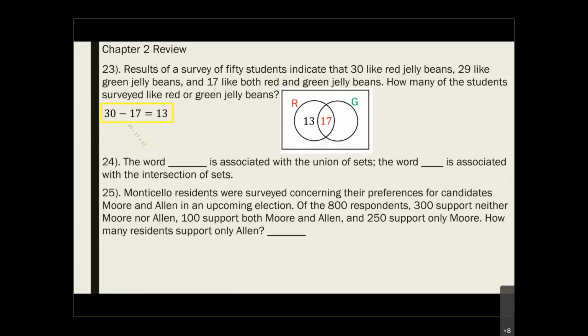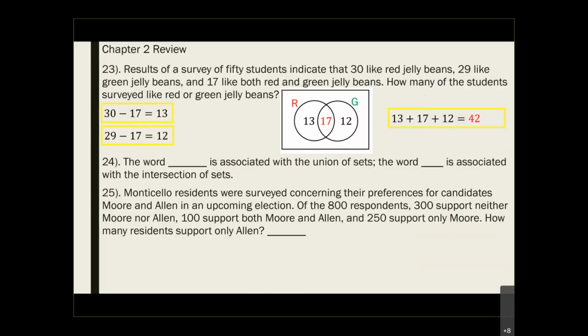And same thing goes with the green one. I have to take 29 minus that, which is again, looking at this, this is what we have, which is the 12 on the outside, right? So as you can see, all we need to do is just add them up, because the people here will either like red jelly bean or green jelly bean, or some of them like both, right? So again, 42 of them like either one, right? Either one or both, right?